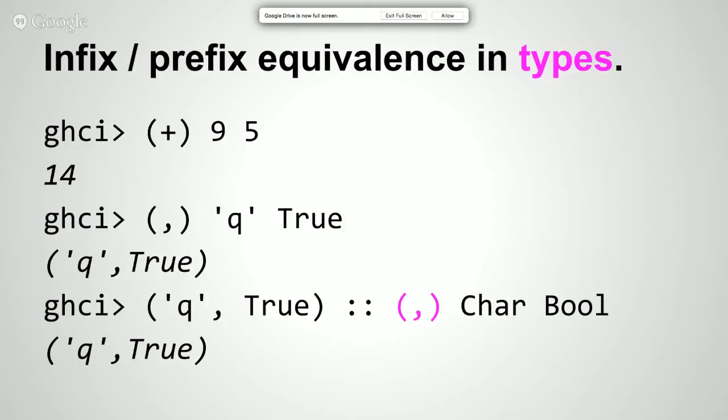This infix prefix equivalence I'm talking about is purely notational, but it exists in types too. So the first thing that I'm showing is the use of the typically infix plus as a prefix function on 9 and 5. You get 14. And then the second thing I'm doing is I'm using the comma function on the character q and true and producing that tuple. And then I'm typing that thing, and usually you would see open paren, char, comma, bool, close paren, but you can also write it like that, and that works just as well.